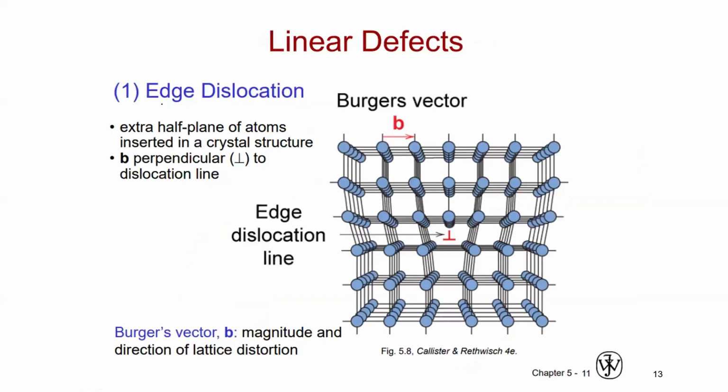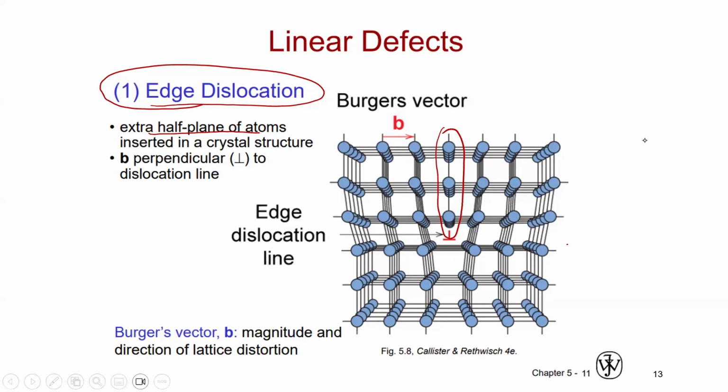And we can have an edge dislocation. So we can see this one here has been additionally inserted: an extra half plane of atoms. This is a plane, okay? This is two-dimensional. Sorry, this is the whole plane of this one, so you don't see that. So an extra half plane of atoms is inserted in the crystal structure.